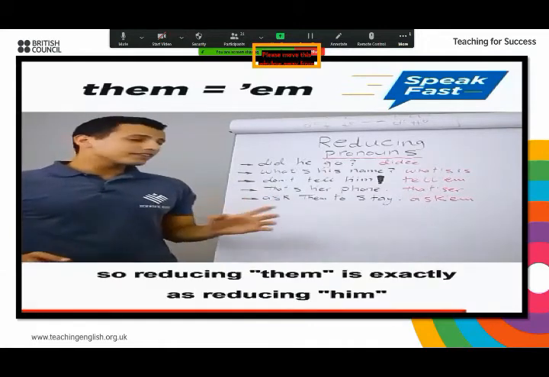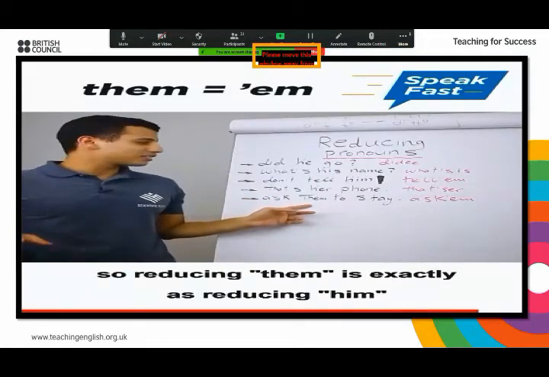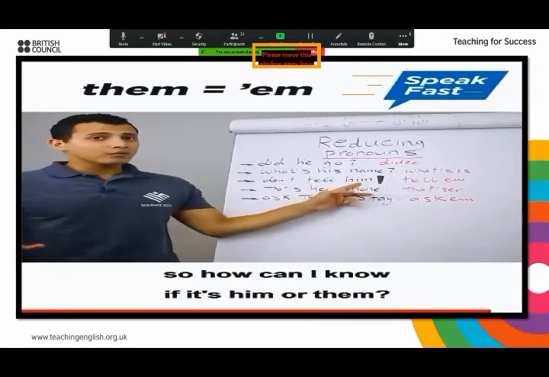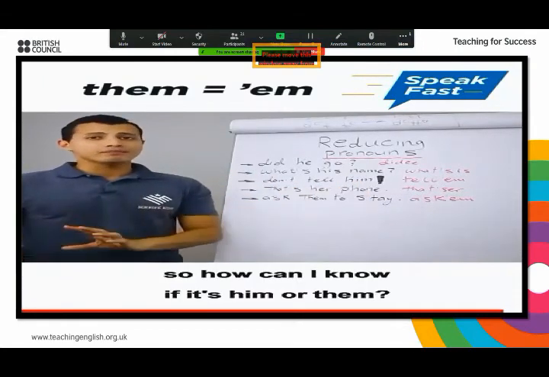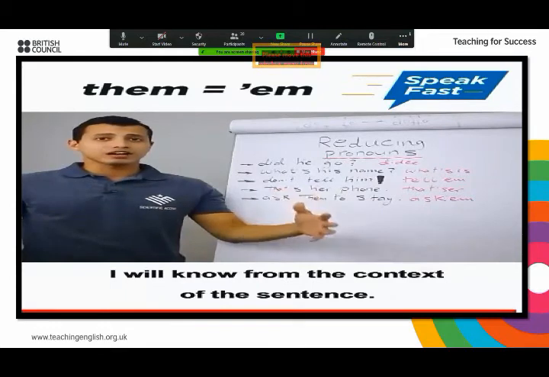So reducing them is exactly like reducing him. So how can I know if it's him or them? I will know from the context of the sentence.